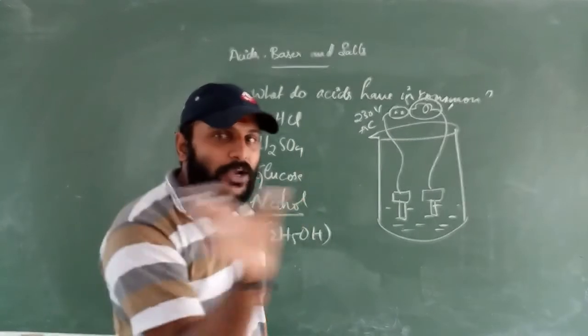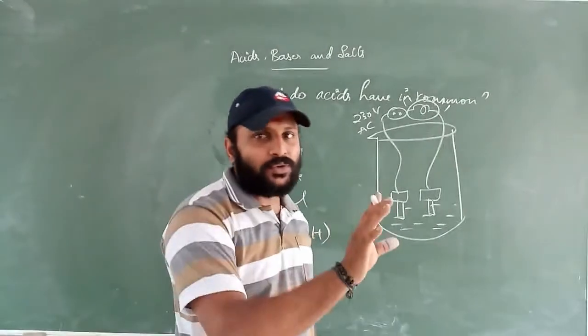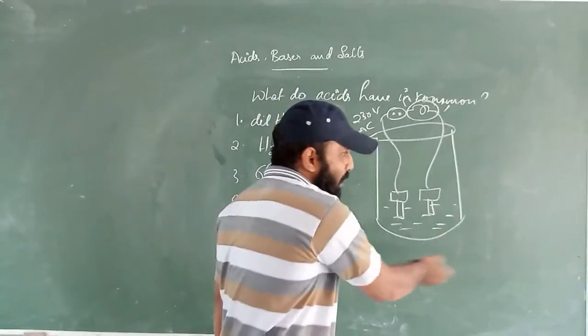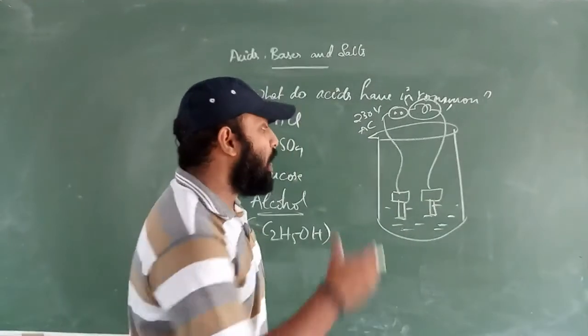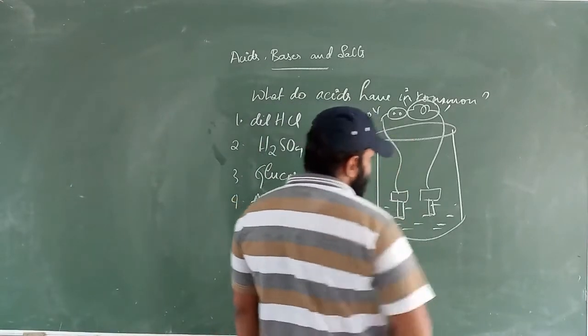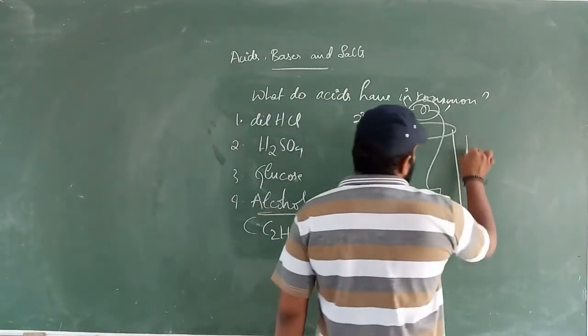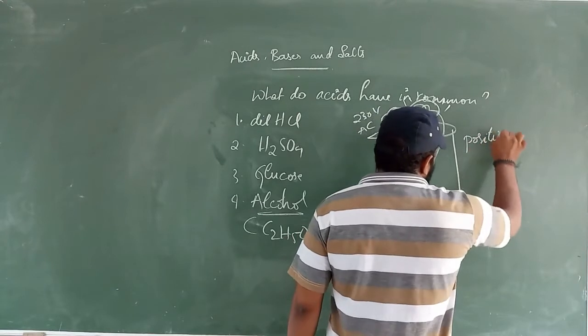Current is flowing means what? There must be a movement of ions present in it. When the ions move, due to that, current will pass through it. So here, ions are moving. What sort of ions are present in it? What is the positive charge ion present in it? Positive charge ions.